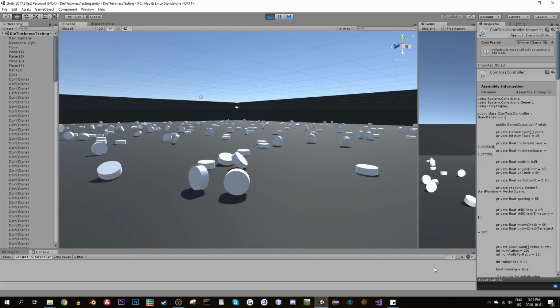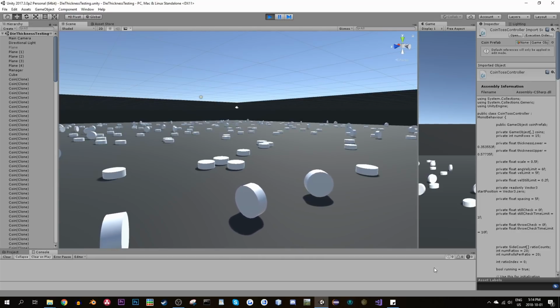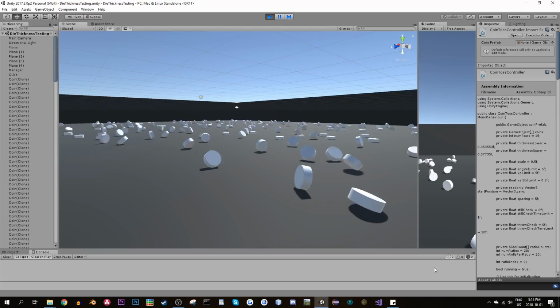So if any of you can put on your math or geometry hats and come up with something, by all means knock yourselves out. Well, there you have it. A fun little simulated experiment.